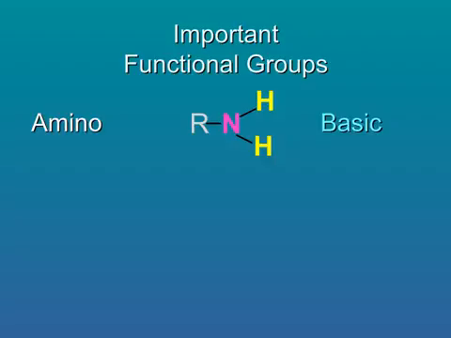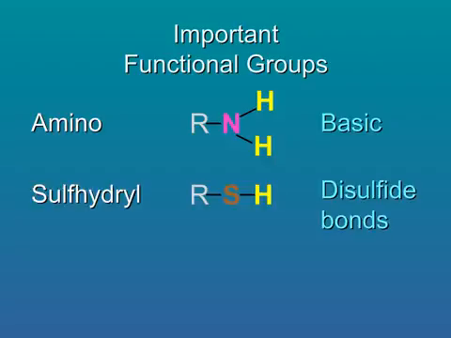The amino group has a nitrogen bonded with 2 hydrogen atoms. It tends to act as a base because it binds with hydrogen ions when in a solution with a pH of 7. Remember, if a substance decreases the hydrogen ions in a solution, it is a base. Sulfhydryl consists of sulfur and hydrogen. It has a tendency to form disulfide bonds with other sulfhydryl groups. We will explore these bonds more later on in the class.